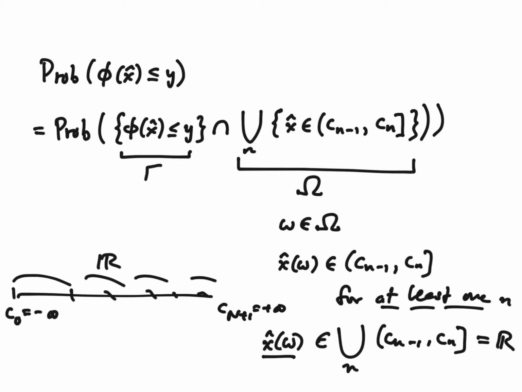So you see, when you intersect any event, let me call this event temporarily E, with the entire sample space, that's just E again. E intersecting with the whole sample space is just E again. And that's because E is a subset of the sample space. So it's correct to write it this way, okay?